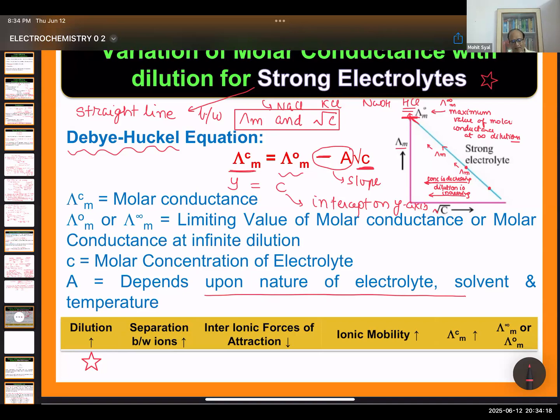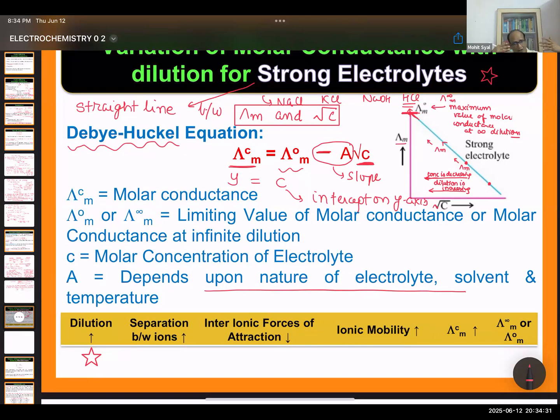Separation between the ions is increasing. Interionic forces of attraction are coming down because the cation and anion are separating away from each other. The ions can now travel more easily, ionic mobility is increasing, and molar conductance is increasing when you are putting more and more water, and it reaches its maximum value at infinite dilution or at zero concentration. That maximum value is known as lambda infinity or lambda naught. Is this clear? Yes, sir.